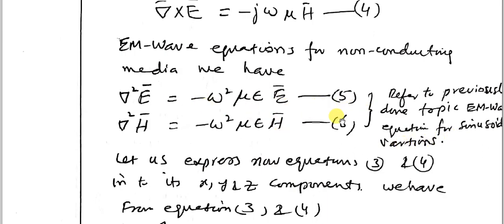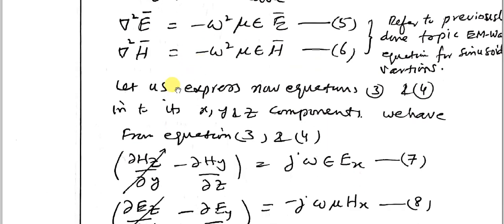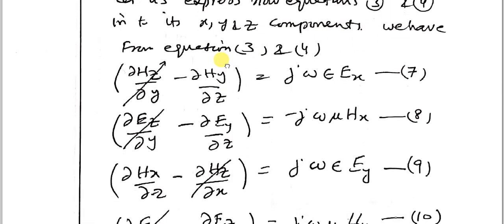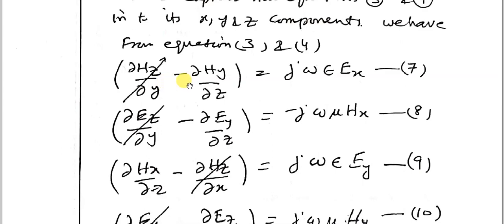We have already done these calculations over there. So let us now express these equations. Express now these equations 3 and 4 in their x, y, and z components. Then from equation 3, which was the curl of H, this is the x component. We have got delta Hz by delta y minus delta Hy by delta z equal to minus j omega epsilon Ex. You can do it through the determinant method of the curl of H or the matrix method as well.